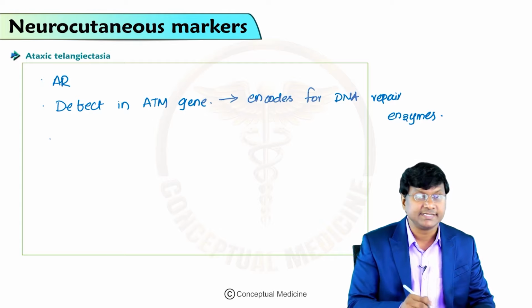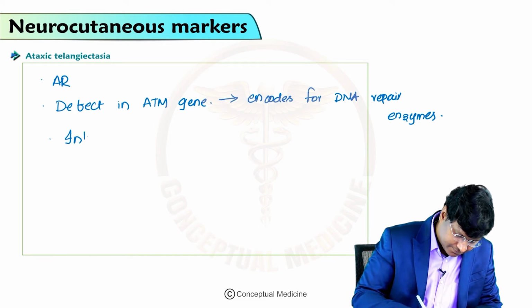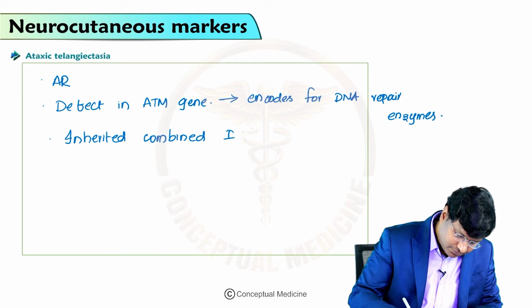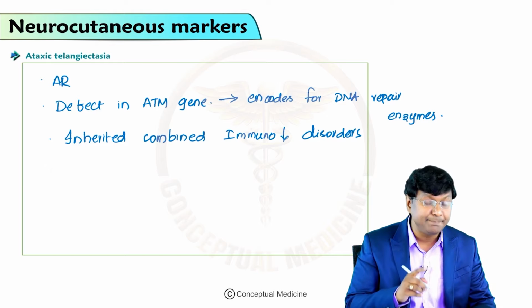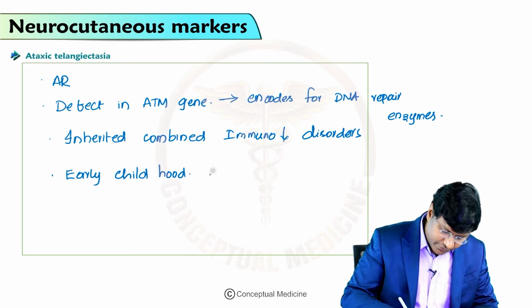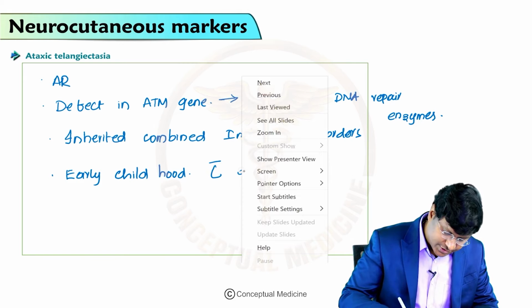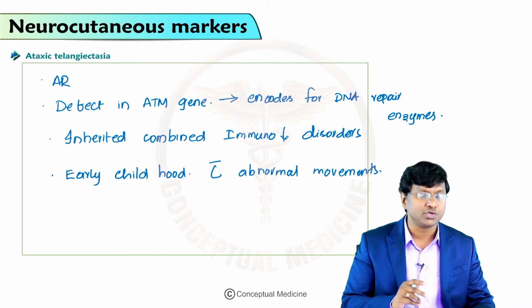And this ataxia telangiectasia is one of the inherited combined immunodeficiency disorders. Right, and this ataxia telangiectasia typically presents in early childhood with abnormal movements. That is what you see in case of ataxia telangiectasia.